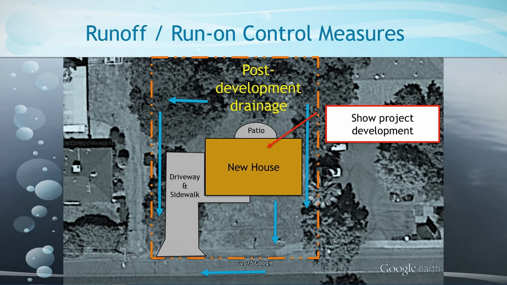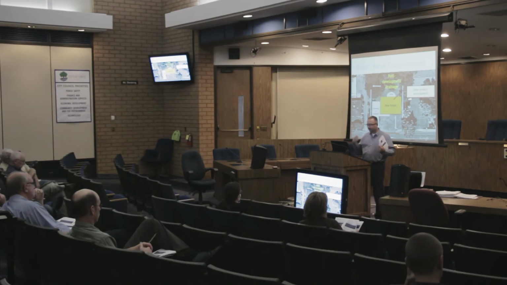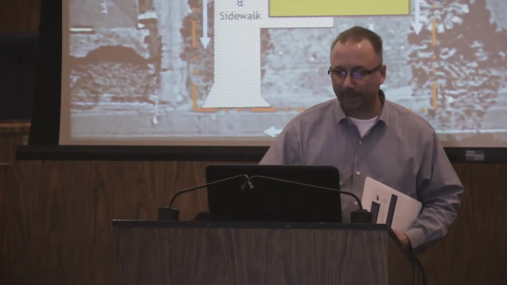We'll also show how things will be graded a little bit differently, to flow a little bit differently. Basically, the backyard's going to continue to flow to the west, and then both sides of side yards will drain forward towards the street, and the front yard will drain towards the street. So obviously, the street will continue flowing east to west. And so we show our project development, we show our boundary, and we show our post-development drainage patterns. And again, very important to show that on this erosion and sediment control plan.